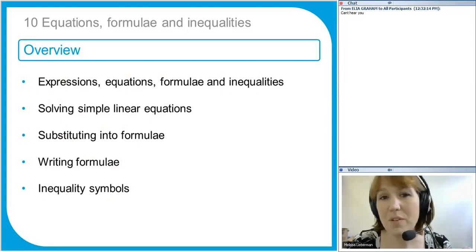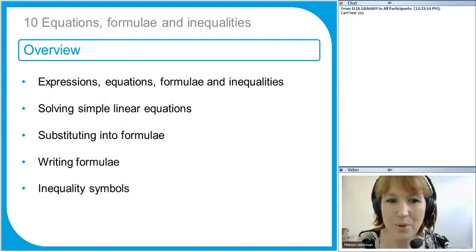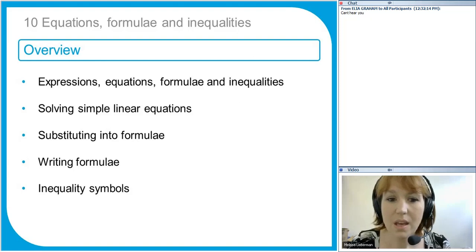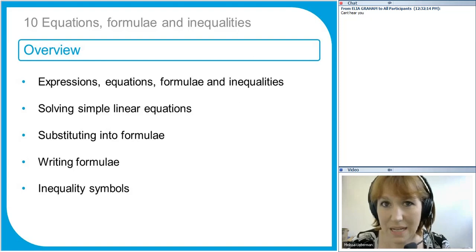So first of all, I know we've met expressions already, we did that last lesson, but I'm just going to talk about the difference between an expression, an equation, a formula, and an inequality. We're going to look at how to solve a few basic types of equations. I'm not going to go into any great detail, just the real basics of how to go about solving an equation. I'm going to introduce you to formulae and how we go about substituting values into formulae.